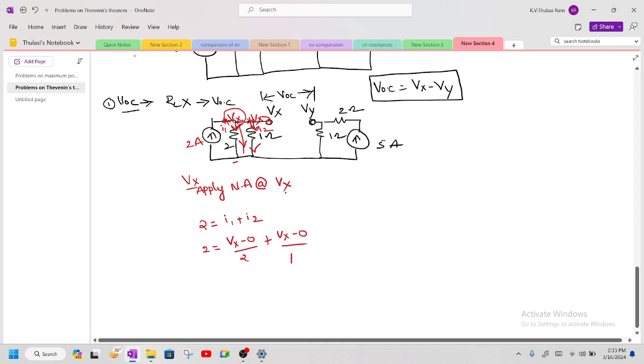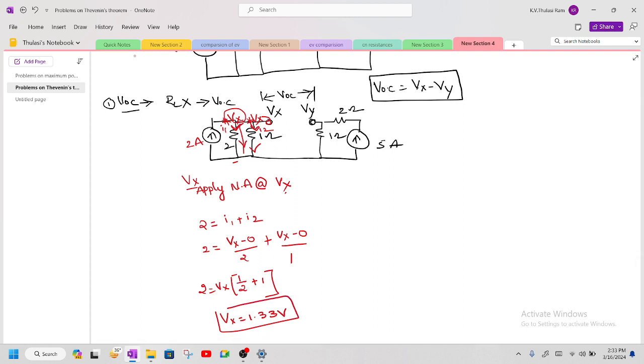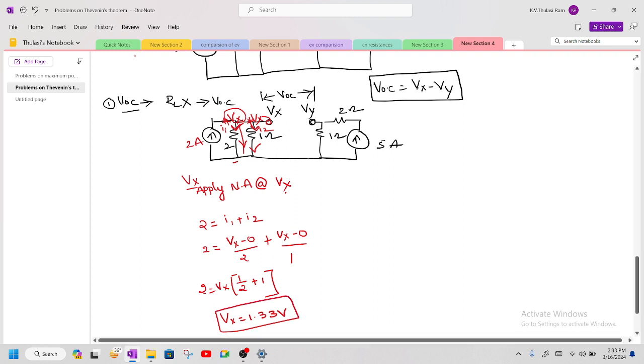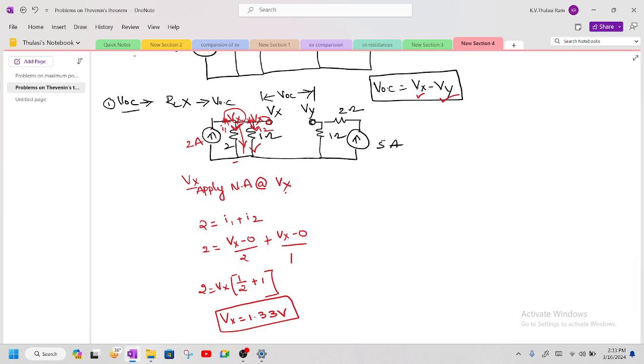So from here, we are going to solve it. So I'm taking Vx as a common term. So here I'm going to get 1 by 2 plus 1. So when you solve it, you are going to get Vx is equal to 1.33 volts. Okay, so why are we finding out all these things? To find out Vx and Vy. If you take the difference, then you get Voc. So now I want to find out Voc.